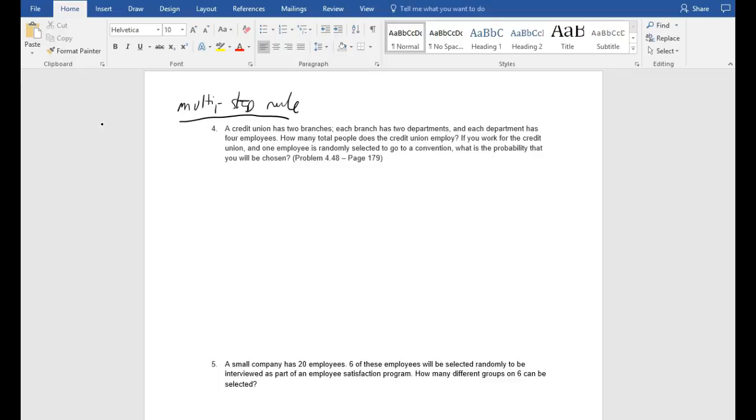Okay, so if you work for the credit union and one employee is randomly selected to go to the convention, what is the probability that you will be chosen?